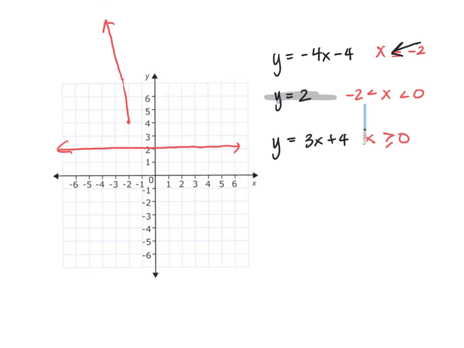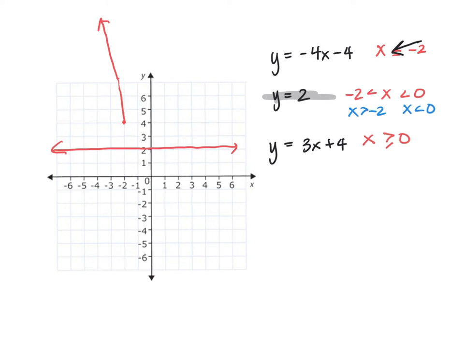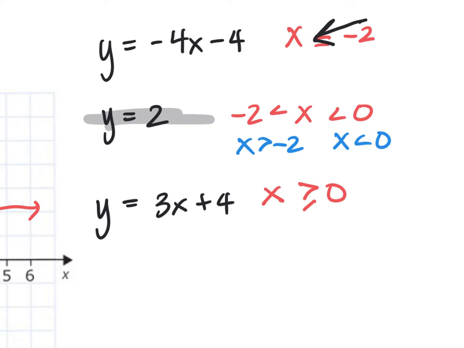And again, if you want to write this out, to Dice's point, this only works if my x is first. This is really x is greater than negative 2. This is really x is less than 0. This lets me see I need to go to the right of negative 2, but to the left of 0. Do you see what I did there, Abs? To the right of negative 2, but to the left of 0.